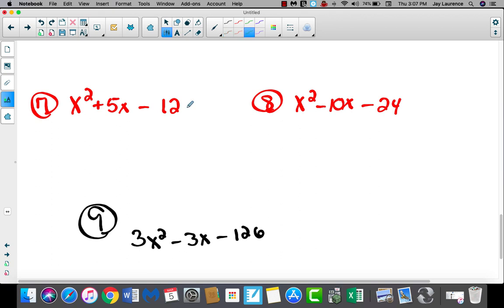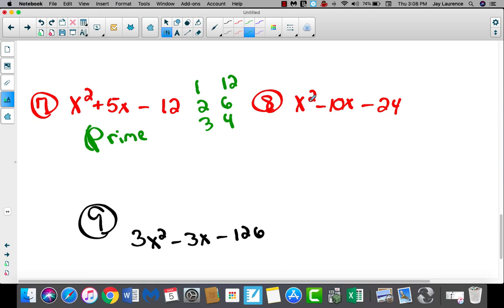For 7, I need two factors of 12 that subtract to get positive 5. 1 and 12. 2 and 6. 3 and 4. I don't think I can get 5 out of that. No, this one's going to be prime for right now. There aren't two factors of 12 that subtract to make positive 5. Mr. Lawrence must have made a goof somewhere, but it's okay.